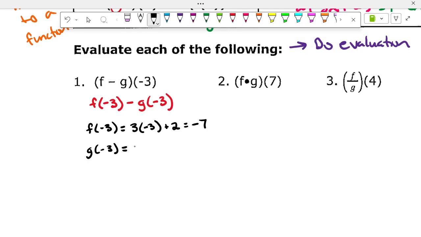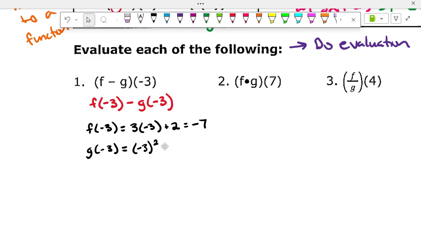G of negative 3, we would do negative 3 squared. By the way, if you put a negative in a calculator and you're squaring it, make sure you've got parentheses around it. Otherwise, your calculator will read it as 3 squared times negative 1. So if you get a negative number when you're squaring a number, it's wrong. Remember, squaring a number is always going to make it positive because a negative times a negative is still a positive.